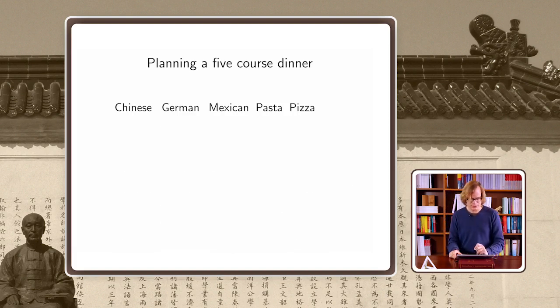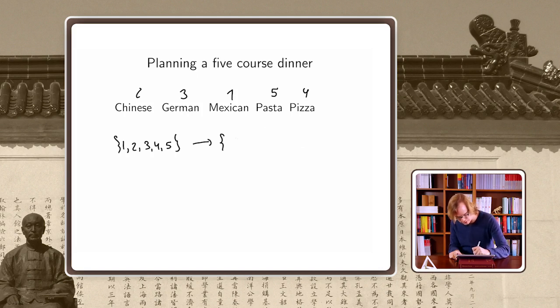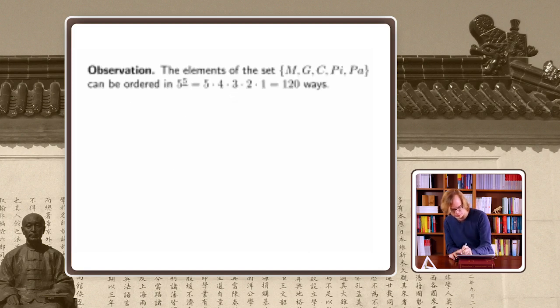How many are there? So here's the thing. The only thing I have to decide is what is the first course, the second course, the third, the fourth, and the fifth. So basically I have to choose an injective function from this set into the set Chinese, German, pasta, pizza. Right? And how many such functions are there? Well, 5 to the falling 5, which is 5 times 4, 3, 2, 1, which is 120. So we've proved the following theorem. These elements can be ordered in 120 different ways.